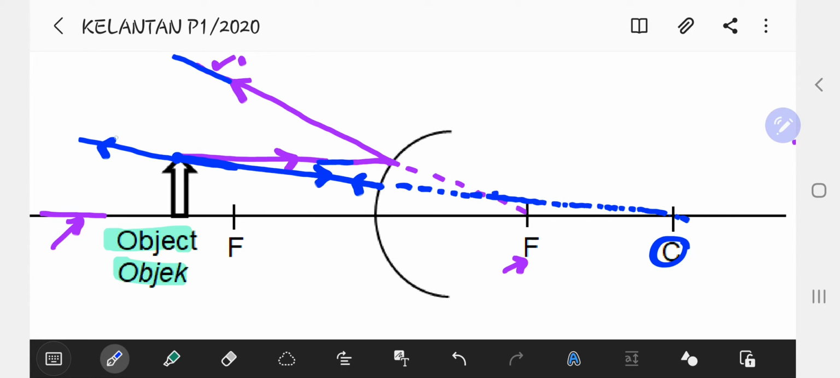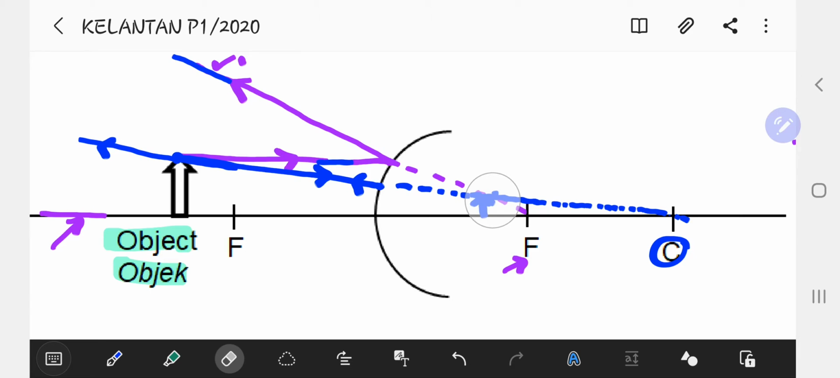Will these two rays intercept or not? No, right? It will not intercept. So if like that, you look at behind here. Can you see this part? Kan ada persilangan. This is the position of the image. Usually we use a dotted line because the image now is behind the mirror. It is virtual. So now you see the image is formed behind the mirror here. This part is the image.